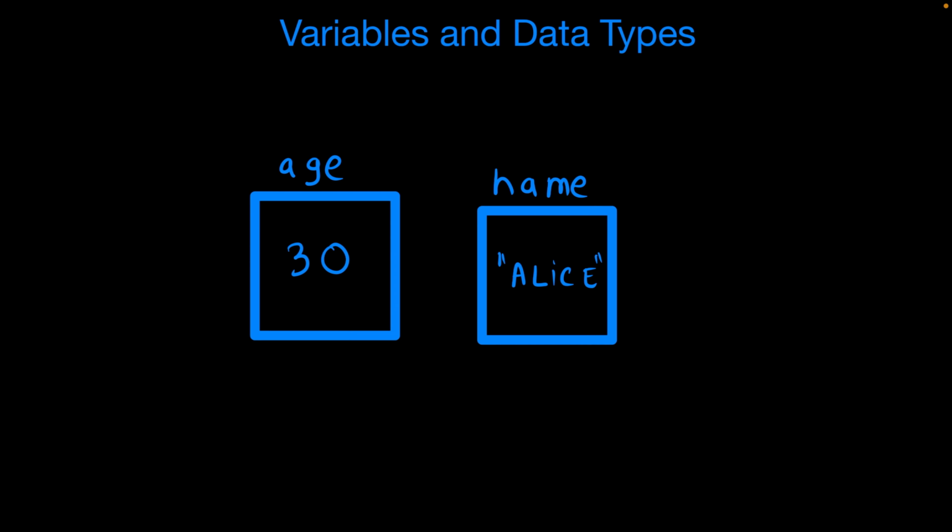So we can place a value inside the box, and whenever we need that value, we can refer to the label on the box. In JavaScript, variables are declared using the let and const keywords, followed by the variable name. In this case, age and name. So let age and const name. The let keyword allows us to change the value later on, while the const keyword creates a constant variable that cannot be changed.